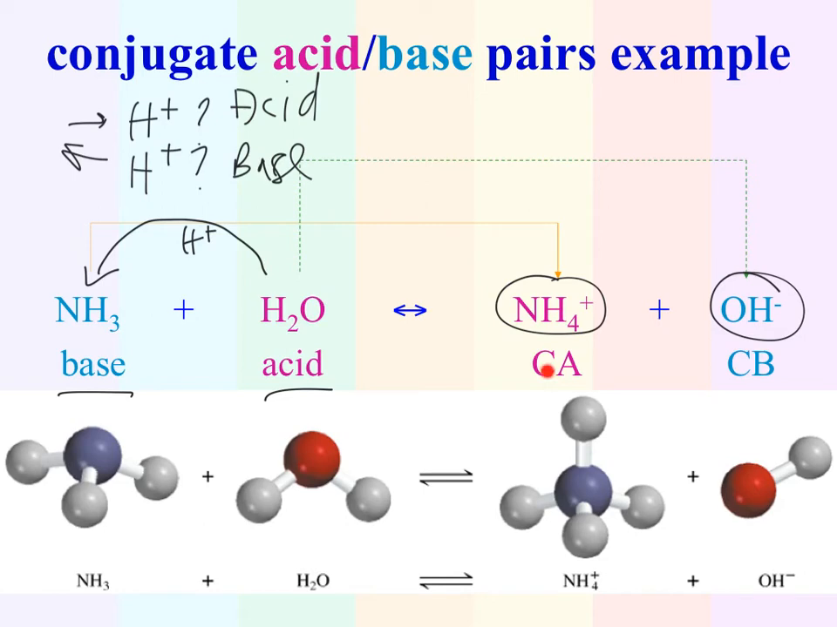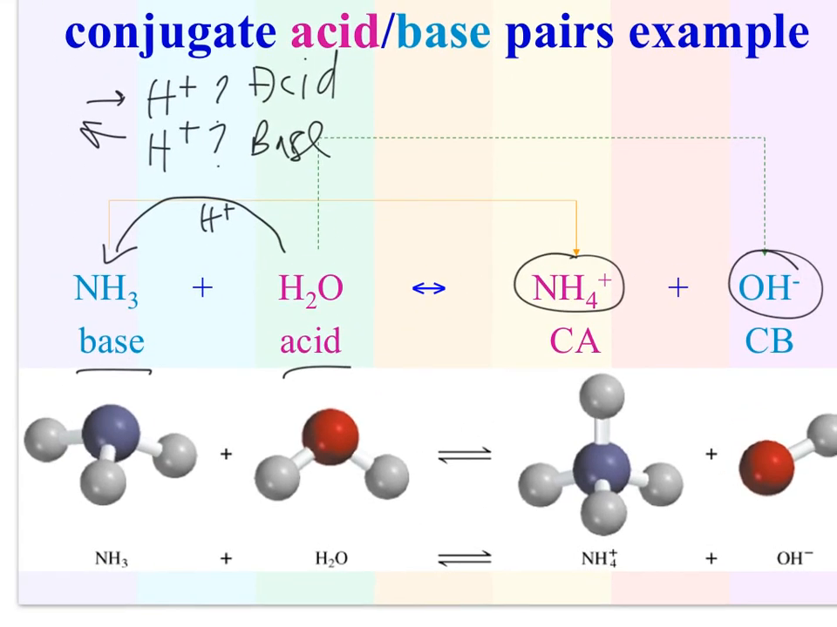Now another way to look at these is if you look at them all by themselves, you can look at who's going to behave as an acid or a base. Well, NH4 plus has 4 protons, or 4 hydrogens, attached to it, while the OH minus over here only has 1.